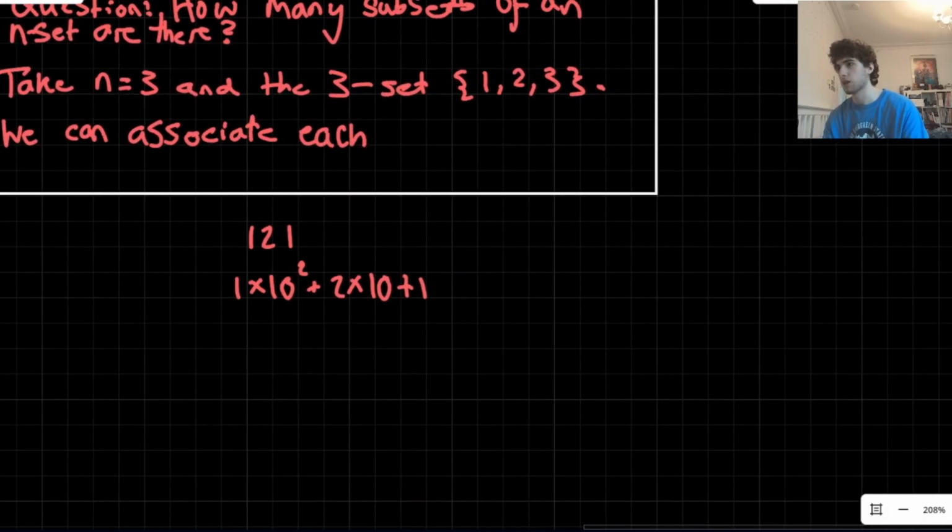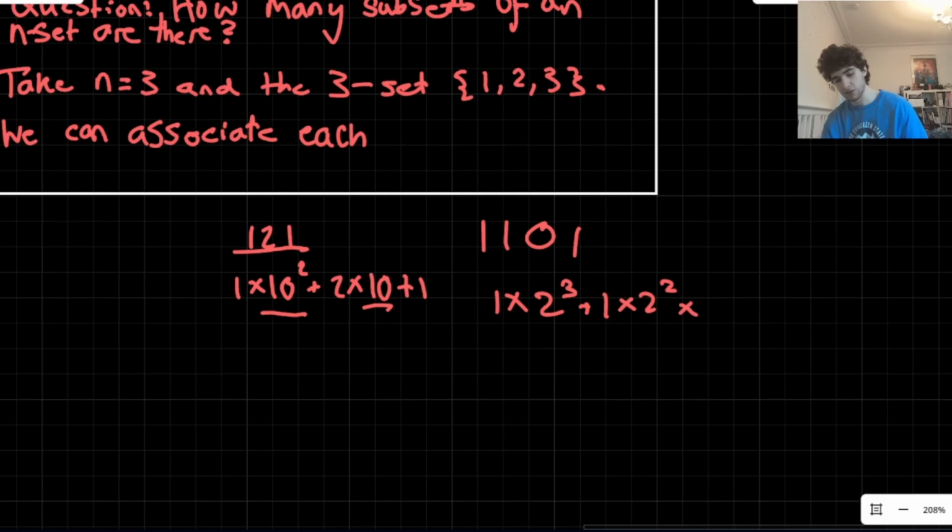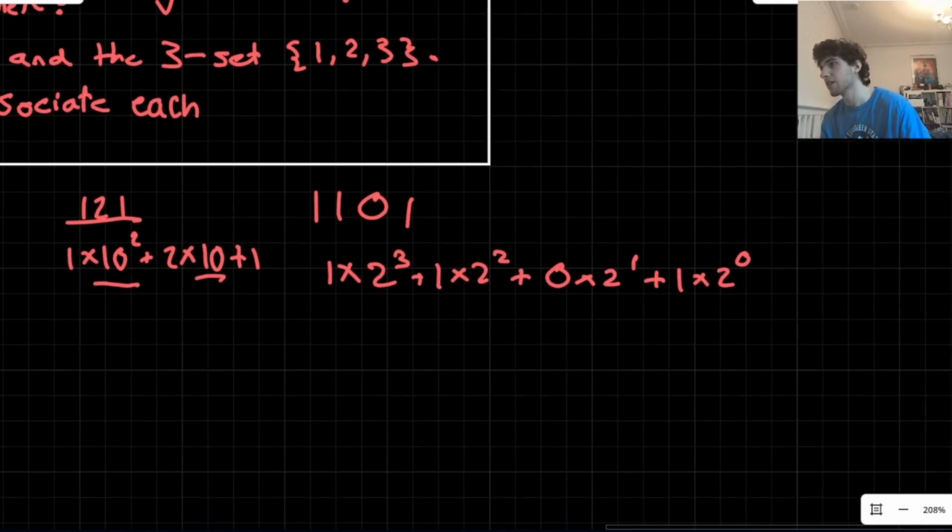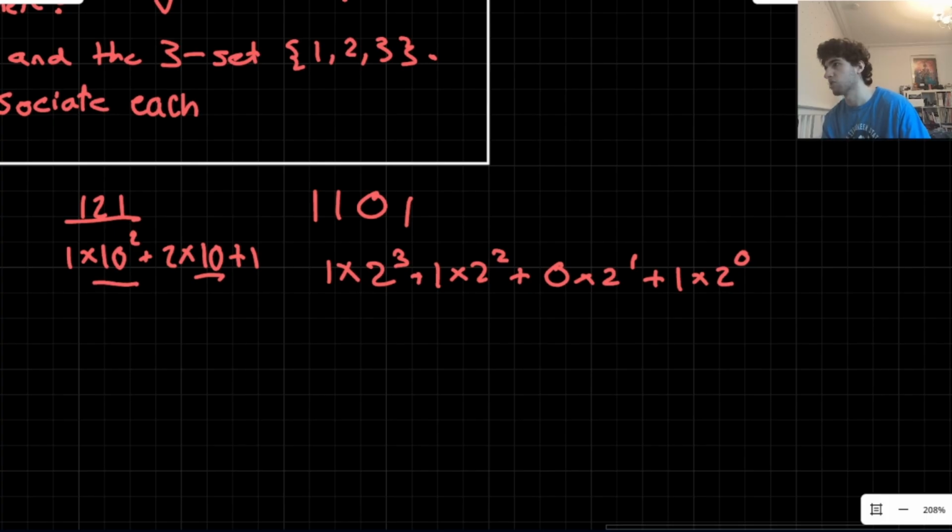We can create numbers similarly, except instead of the 10s, you replace those with 2. So in base 2, you might see a number like this, and this reads as 1 times 2 cubed, add 1 times 2 squared, add 0 times 2 to the 1, add 1 times 2 to the 0, which is just 1. So that's base 2, or binary, and you only use 1s and 0s in binary.